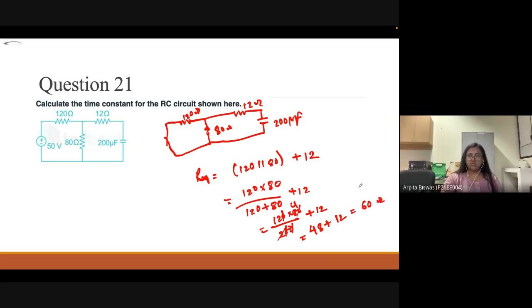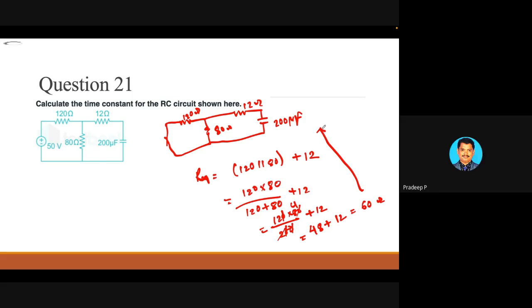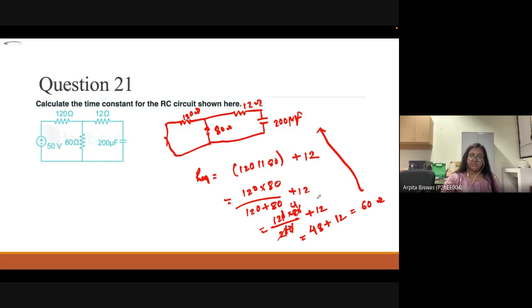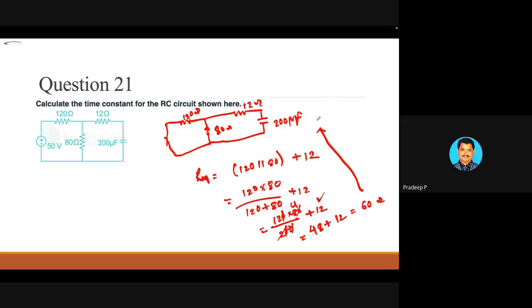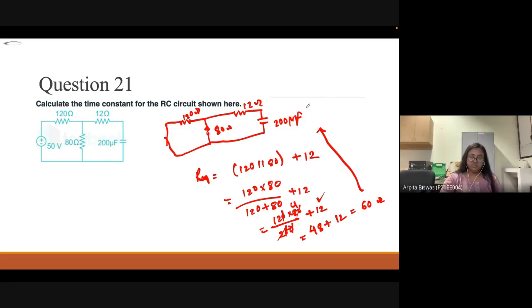So I think you have done some calculation mistake, right? Yes, madam. I missed the 12. Oh, okay. Then we have to find out the tau value, which is RC.